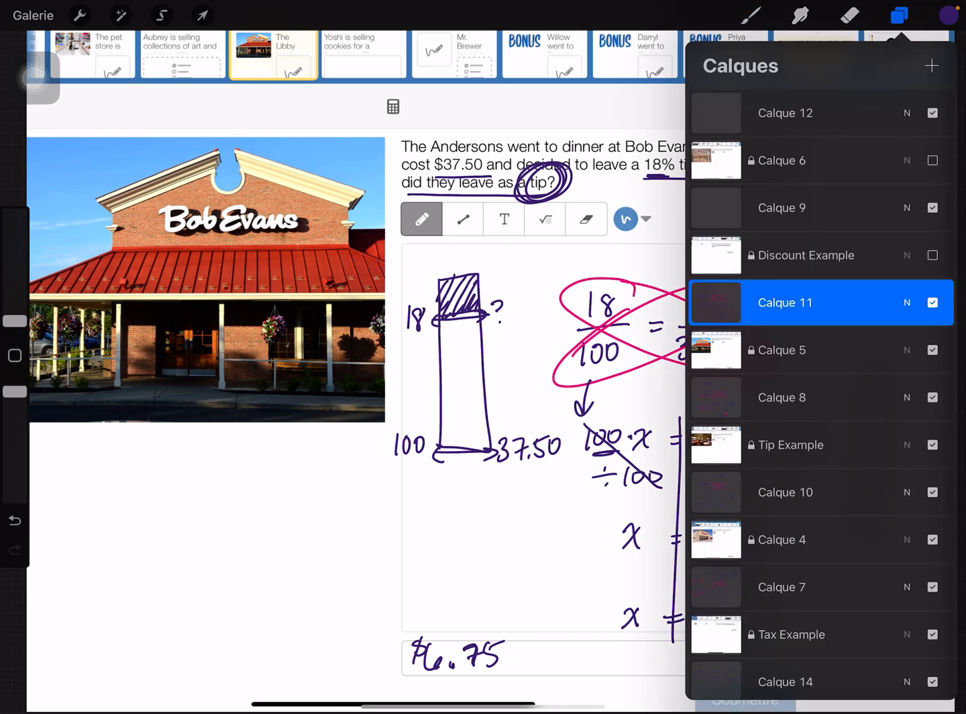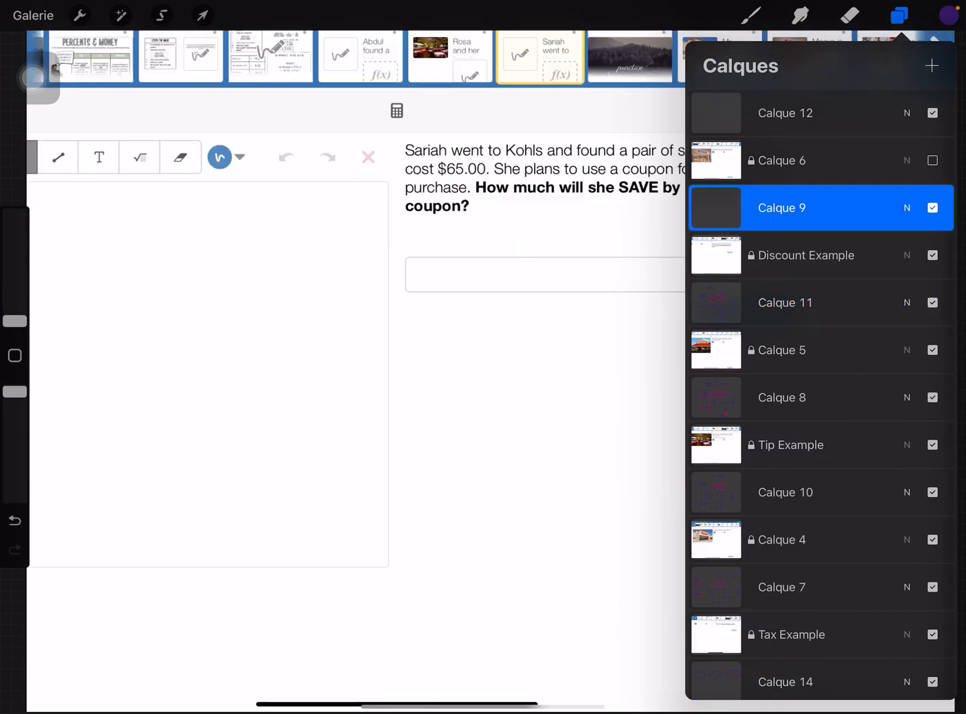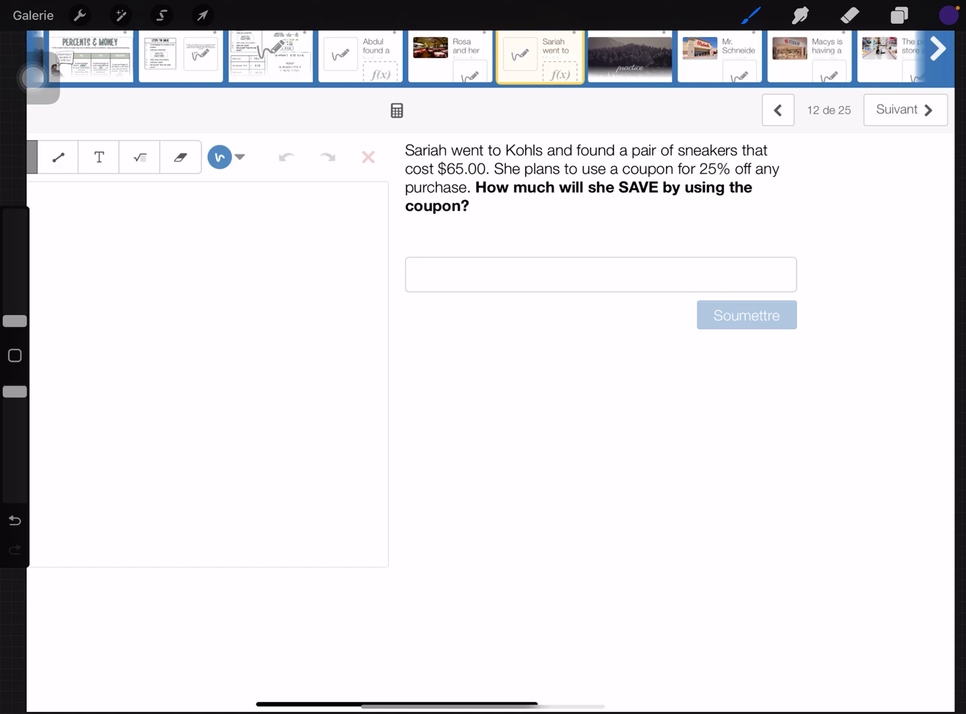All right, let's try one more. So we've tried tax, we've tried tip. Now it's time to try discount. This is on slide number 12.